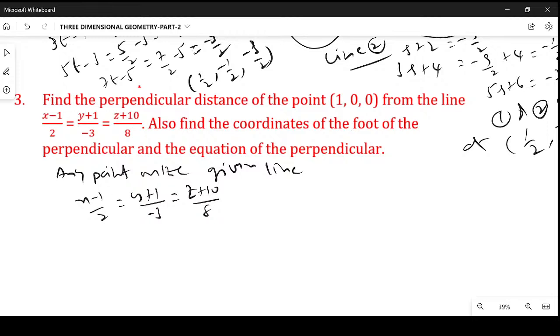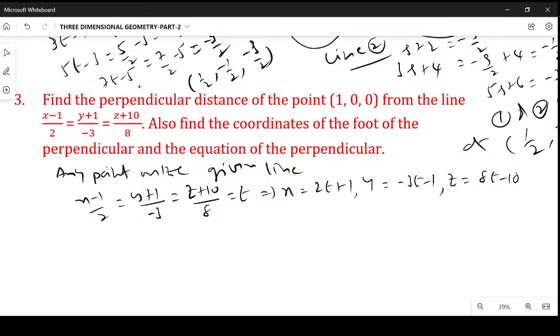This is (x minus 1)/2, which is equal to some t, I can write. So what will be the point? x is equal to 2t plus 1, y is equal to minus 3t minus 1, and z is equal to 8t minus 10. We have x, y, z. We get the point, right? This is the point we have taken.